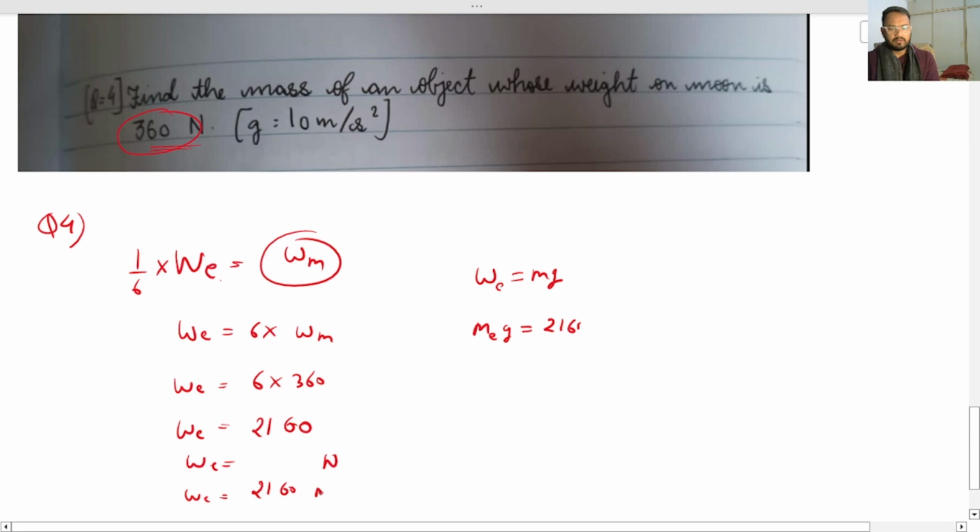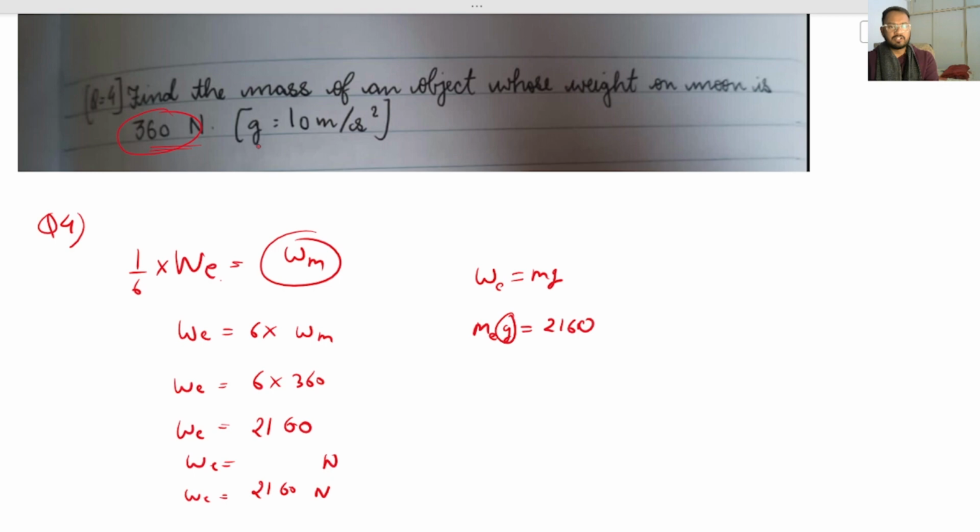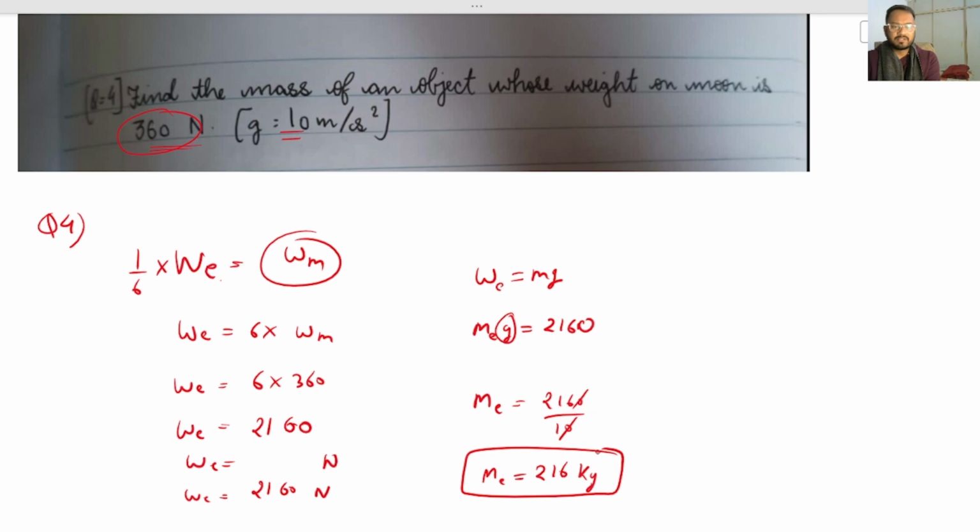Okay. Now g is given as 10. So you can write mass on the earth is equal to 2160 divided by 10. 0 cancels, so it is 216 kg. So the mass on the earth will be equal to 216 kg. This was a very simple question. I hope you got this question.